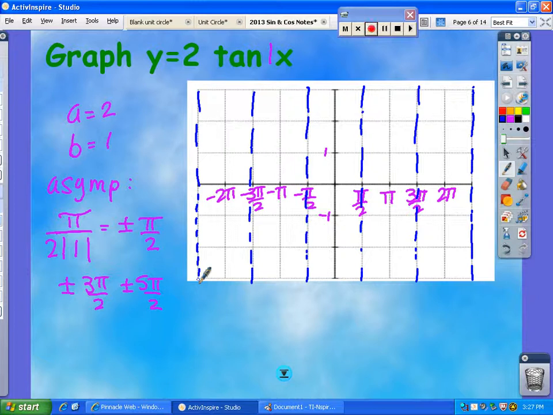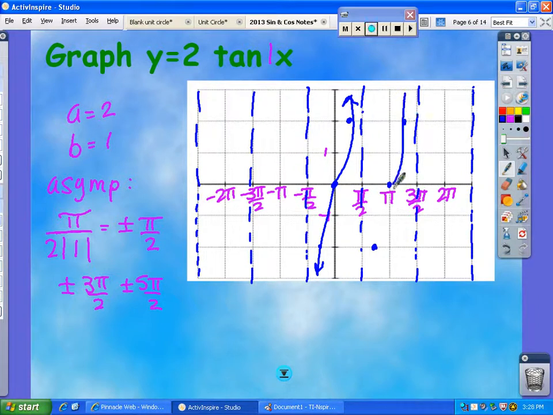All right, I always start in the middle. That's when I get my pattern set up, and then I just continue my pattern. So I'm going to start at 0. Remember, tangent of 0 is 0. Go to 45. At 45, the parent was up 1, but because of that 2, we're going to go up 2. At negative 45, we're going to go down 2. So there's my initial piece, and you're just going to repeat that between each of my asymptotes. My 0 is at pi. Half the distance go down 2, half the distance and go up 2.